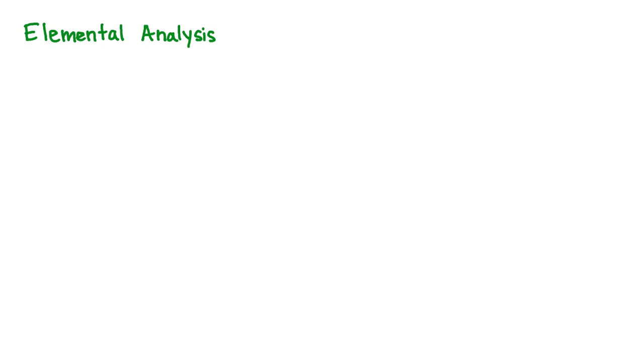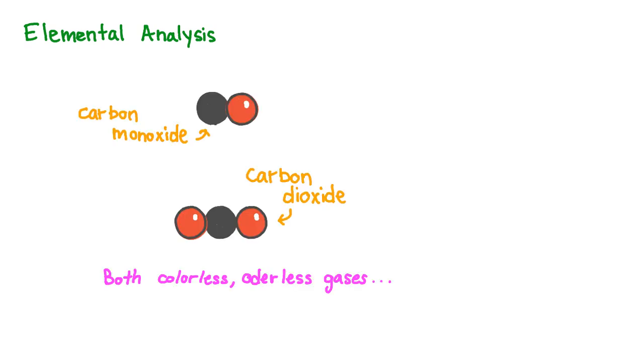Have you ever wondered how scientists know the chemical formulas of all the substances we encounter in chemistry? How did we ever figure out the difference between carbon monoxide gas and carbon dioxide gas, both colorless, odorless gases containing carbon and oxygen, but one contains one carbon atom and one oxygen atom, and the other contains one carbon atom and two oxygen atoms?